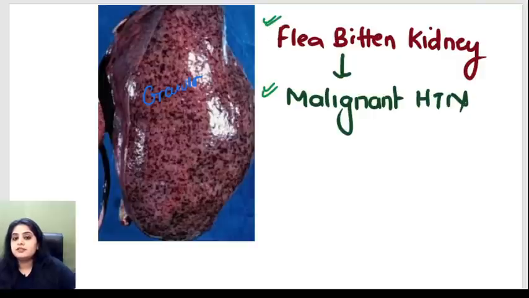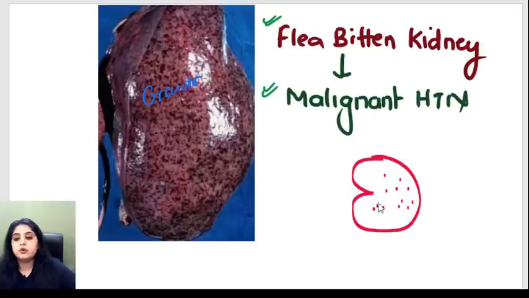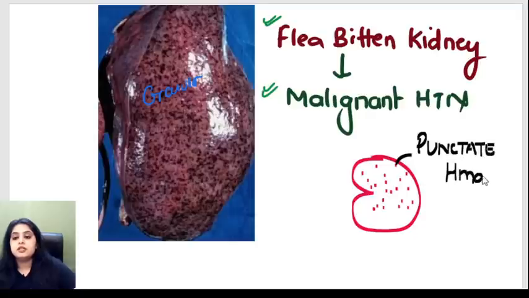So what do you understand by flea-bitten kidney out here? All of you can very well visualize that there is a kidney and you have some dark red color spots on top of it. These dark red color spots are nothing but punctate hemorrhages. So what do you see in a case of malignant hypertension? In malignant hypertension, we see punctate hemorrhages. It looks like a very dark spotted kidney, so you call it flea-bitten kidney.